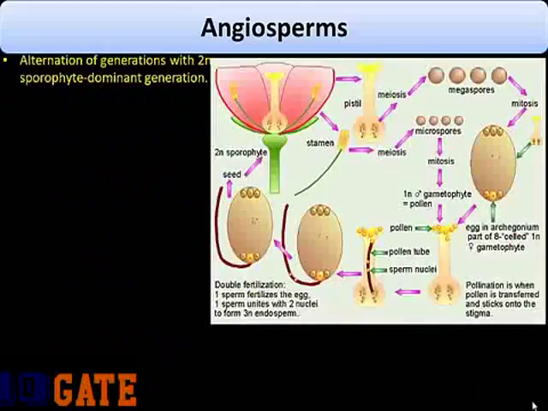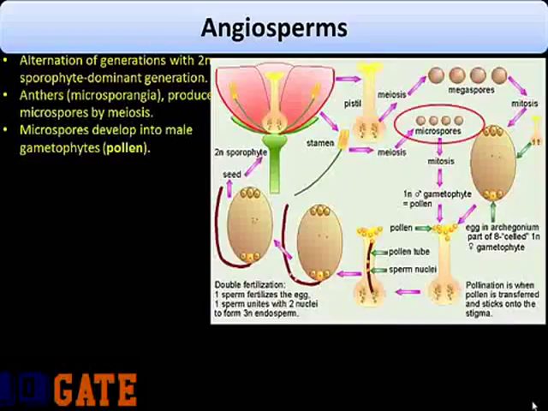Coming to the life cycle of angiosperms. Angiosperms have alternation of generations with the 2N sporophyte being the dominant generation. So the anthers, which are the equivalent of microsporangia, produce microspores by meiosis, and the microspores develop into the male gametophyte, that is pollen.